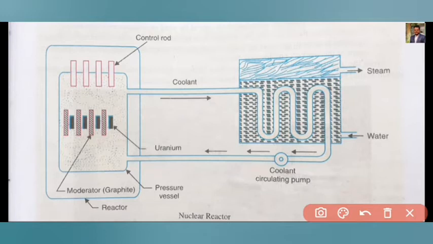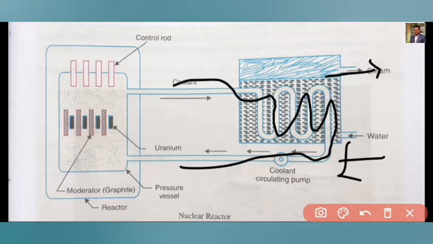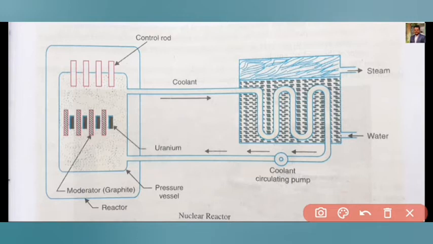Now, when the coolant comes inside the heat exchanger, the heat will be exchanged. Here water is converted to steam. The output of the heat exchanger is steam, and the input of the heat exchanger is water. Inside it, the coolant goes through, so that the heat is exchanged from the coolant, the sodium metal, to the water. The water is converted to steam. Then we shall go through how the heat exchanger works.